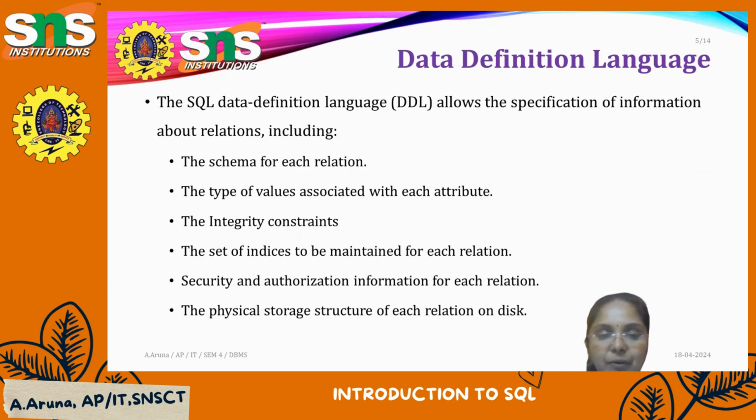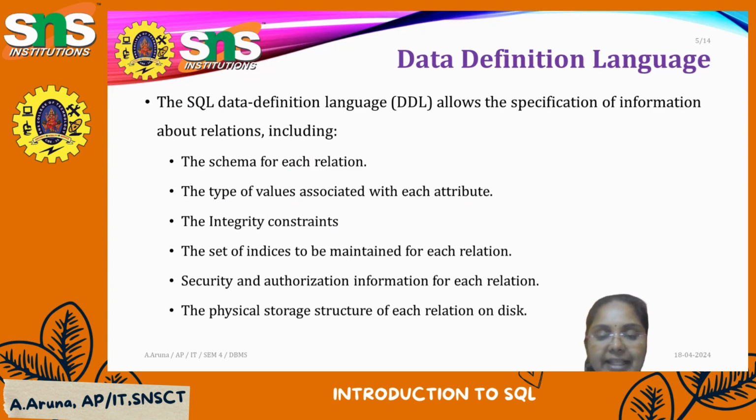First, we're going to see about DDL. What do you mean by DDL? DDL is the data definition language, which allows the specification of information about the relation. By using DDL, we are creating a schema, that is, a structure for each table or relation, and the type of values associated with each attribute. For example, name means it is a character or a string, so I'm going to use that particular data type.